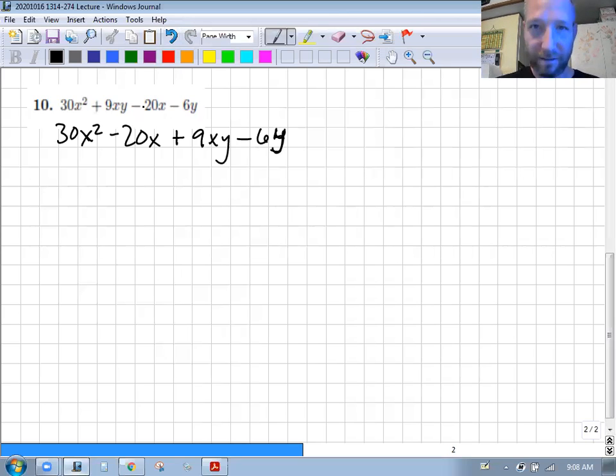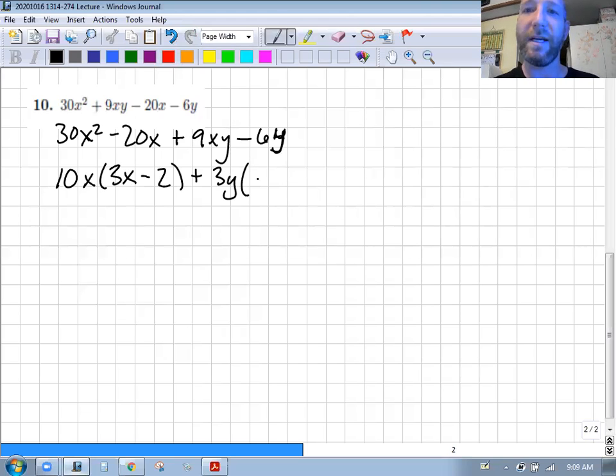So if we look at these, we can at least get a 10 out of there, and an x. We'd have to have a 3x. 10x times 3x is 30x squared. And then this 20x, we would get a 2. 10x times negative 2 is a negative 20x. If we look at this one, if we pulled out a 3y, we would still have to have a 3x. 3 times 3 is 9, and then an x times a y. And then for our 6y, we'd have to have a minus 2. 3y times a minus 2 is a minus 6y.